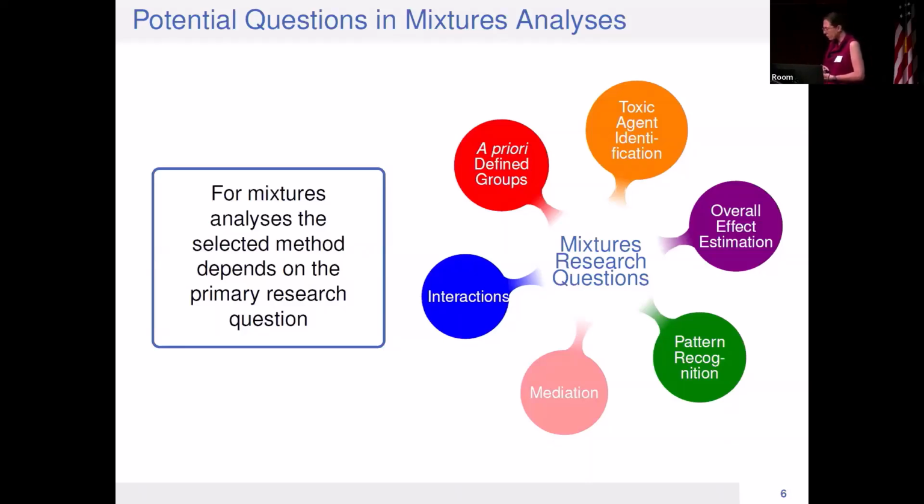And we've come up with these 6 questions, but there might be others. And again, we're happy to discuss if people here have other ideas.